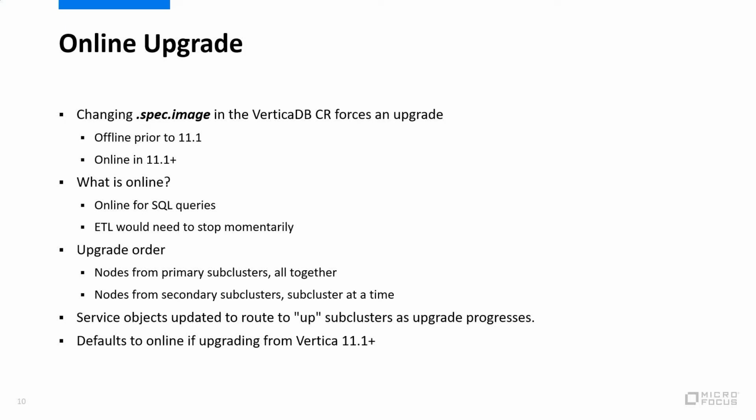The online upgrade will take a little extra time, so the custom resource has an option to allow you to pick between the two methods. By default, it will automatically select online if the Vertica version you are starting with is 11.1.0. I'm going to go into more detail to describe how the online upgrade works by showing a little demo.